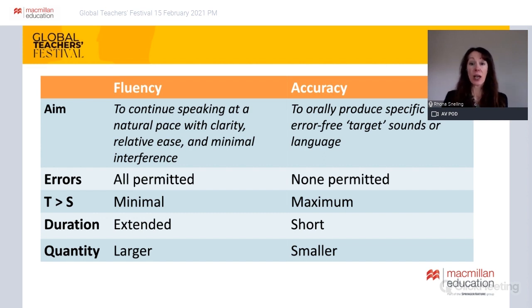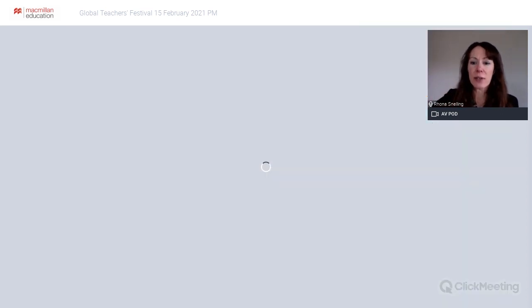Simple as that. Let's have a look at some examples of a fluency activity and an accuracy activity from a course book.